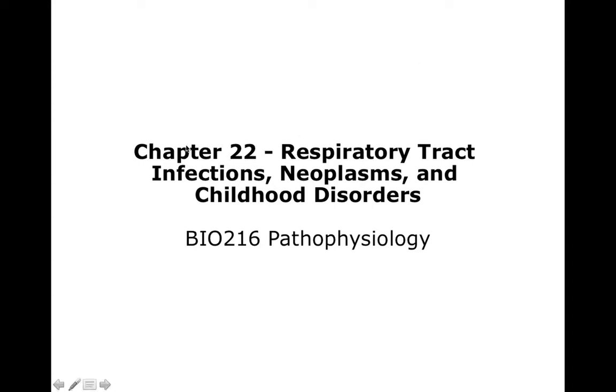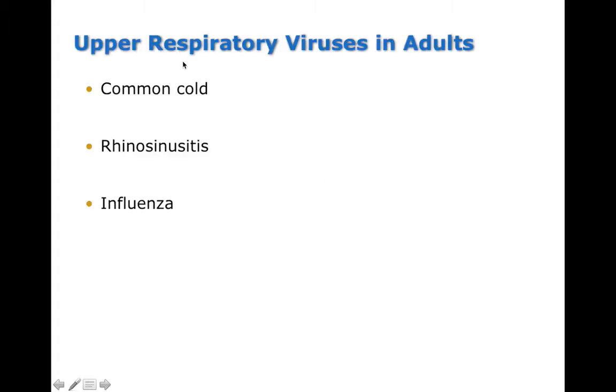Okay, so in this video, chapter 22, we're going to talk about respiratory tract infections, neoplasms, and childhood respiratory disorders. So we'll start here with the upper respiratory viruses in adults. These include the common cold, which can also lead to rhinosinusitis, and influenza.